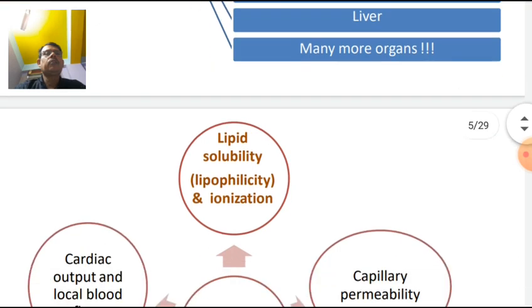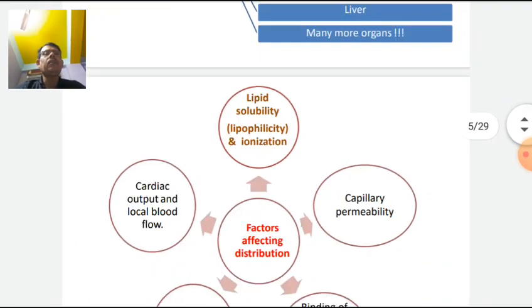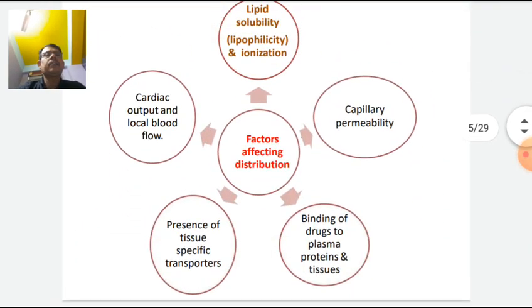And what are the factors? Now, the different factors affecting drug distribution. First of all, lipid solubility, lipophilicity and ionization. This is one of the most important parameters. If the drug is lipid soluble or lipophilic in nature and in non-ionized form, most of the drug is distributed. If it is ionized, the drug distribution will be decreased.